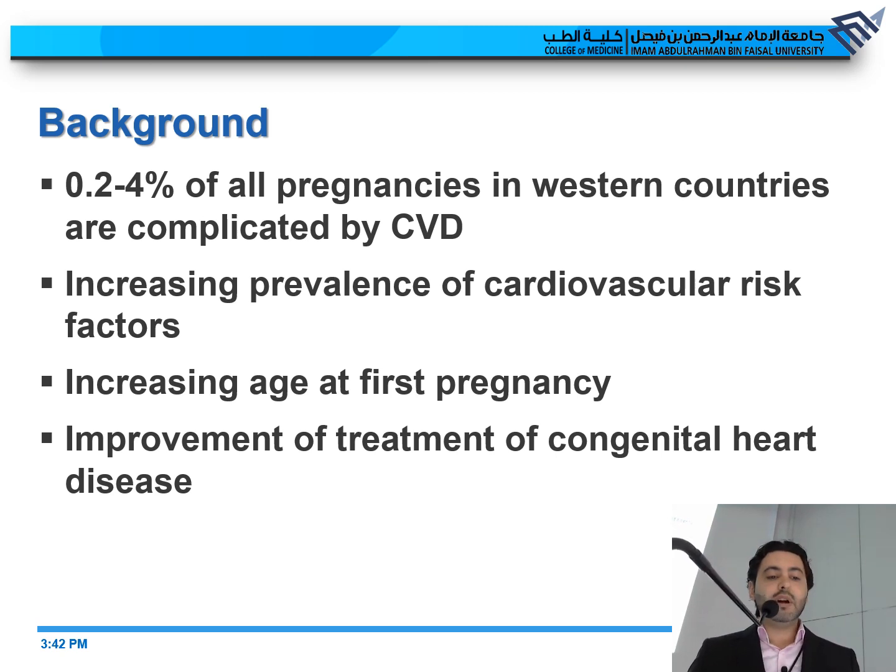0.2 up to 4% of all pregnancies in the Western countries are complicated by cardiovascular disease. And why is that? We are having increasing prevalence of cardiovascular risk factors: obesity, sedentary lifestyle, smoking, diabetes. So we start to see those more. We expect to see more cardiovascular disease. Increasing age at the first pregnancy. So we advocate earlier marriage. Improvement of the treatment of congenital heart disease. This is very important. We treat those who have a complex congenital heart disease and they make it into adolescence and they get married and they get pregnant and they come to us.